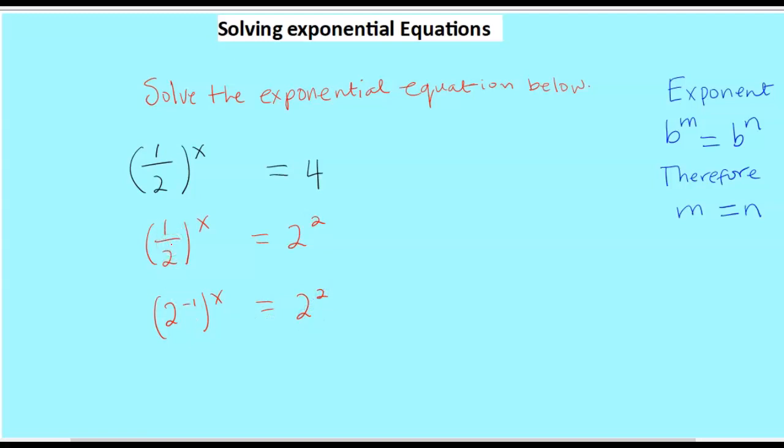This is the same as that. Here it becomes a power of a power, so we multiply. So we got 2 is negative x equals 2, 2. So now we have 2, 2, so we can equate the exponents. Therefore, negative x is equal to 2.